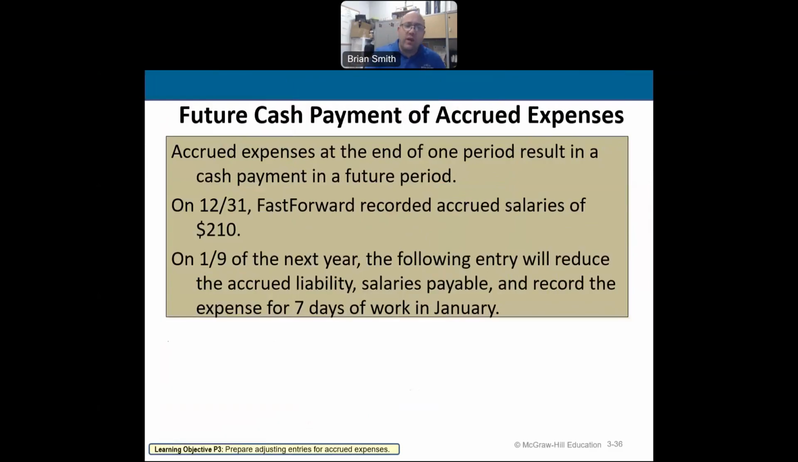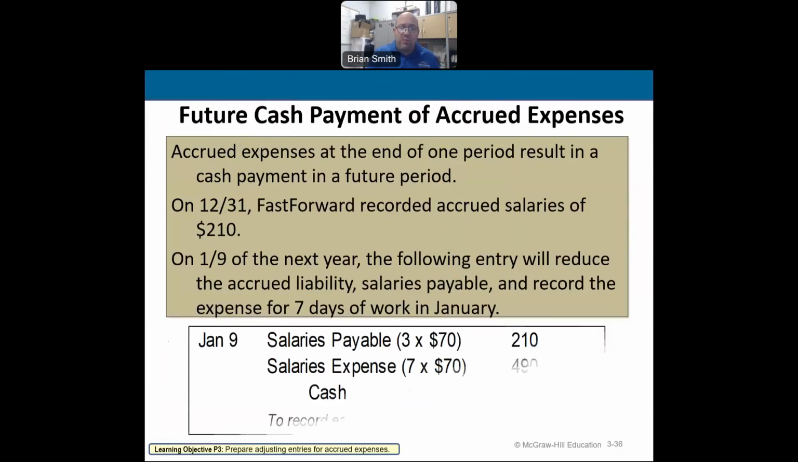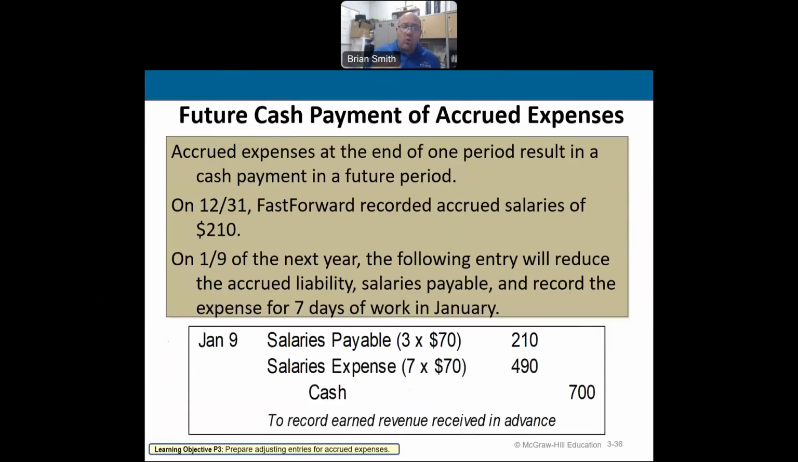So as we incurred this expense, some of my students are like, but wait, I earned this money after that. Yes. What's going to happen is on January 9th, we've accrued 3 days worth of expenses, and we told our creditors and our investors we owed $210 as a credit to salaries payable. Now, when we go to pay them, we're going to debit that salaries payable to show we owe 0 now, expense the other 7 days that we were going to pay for the 2-week work period, and then pay that employee the $700.